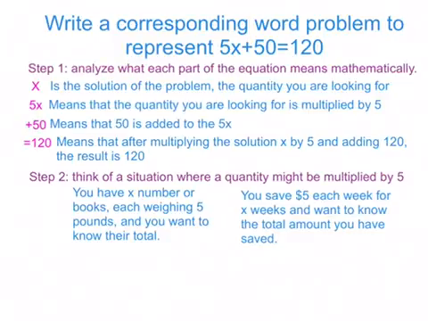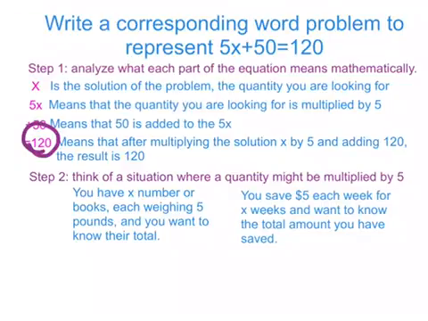What about 5x? It's the quantity that you're looking for, multiplied by 5. So it's whatever x is multiplied by 5. What about plus 50? That means that the 50 is added to the 5x. And equals 120? It means that after multiplying the solution by 5 and then adding 50, the result is 120. So this is my total right here. You're just going to analyze each piece. What does each one mean?